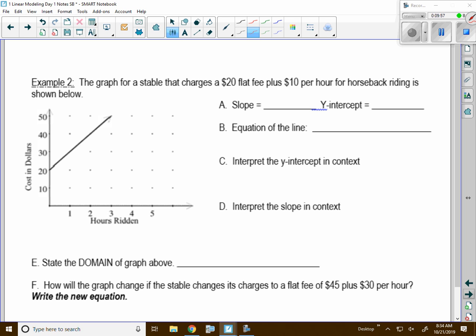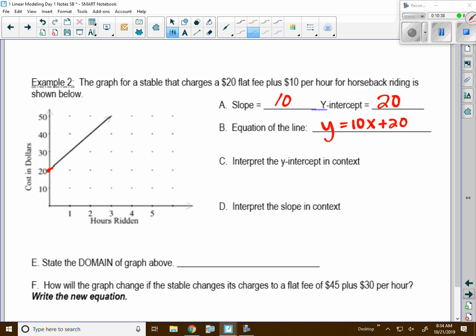So if you look at those two numbers, which one do you think would be your y-intercept? 20, because it's one time. It's kind of like a starting point. And then $10 per hour. If you look at your graph, that's reflected in the graph. It starts at $20, and then it goes up $10 every hour. So our slope is the $10, and our flat fee is the 20, or the y-intercept. So write the equation. Our equation of our line: $10 times x hours plus that $20 initial fee.